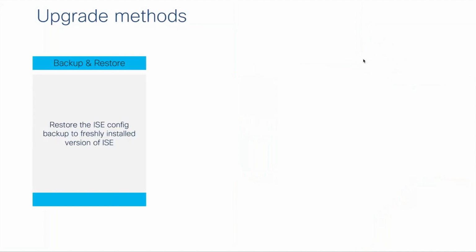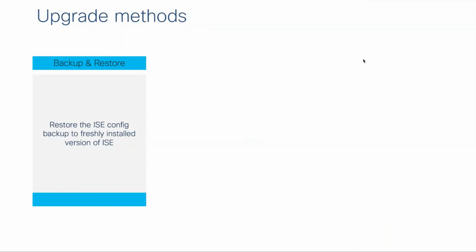So the first and foremost thing, the upgrade methods. What are the upgrade methods basically available for us to upgrade our deployment? There are three methods available: backup and restore, where you take the existing ISE version config backup, bring up a new ISE instance with the new ISE version to which you want to upgrade, restore the configuration which was taken as a backup on the earlier version, and pre-stage your nodes and then join them to the new PAN. That's the backup and restore method basically.